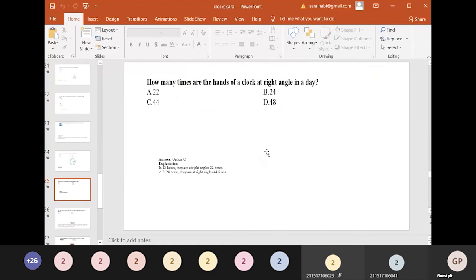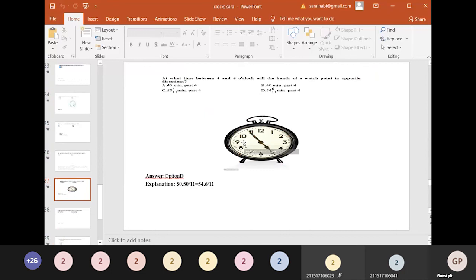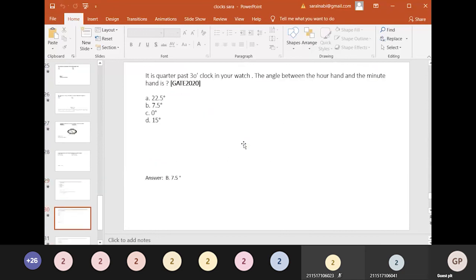This is a very simple one-word question. How many times do the hands of a clock form a right angle in a day? So in a day, how many times will it be at a right angle? 44 times. So if they ask about coinciding or opposite, the answer is 22. Now they asked about right angle, so you can answer that. Likewise, these are the questions which you can work out.